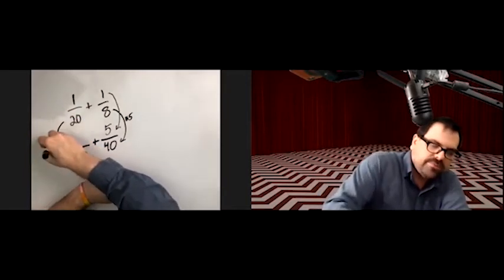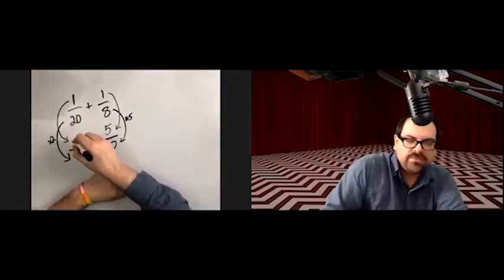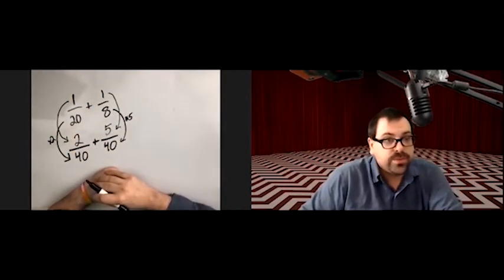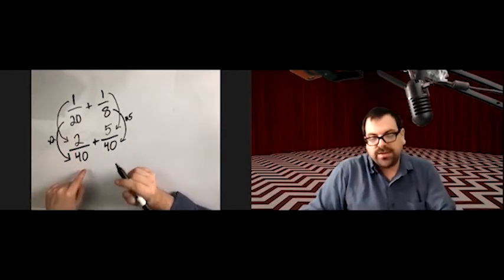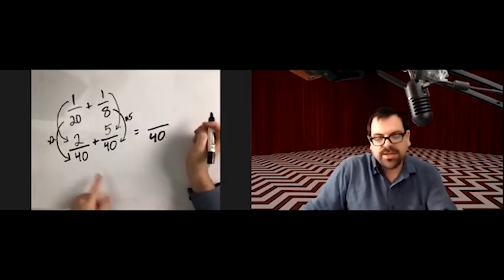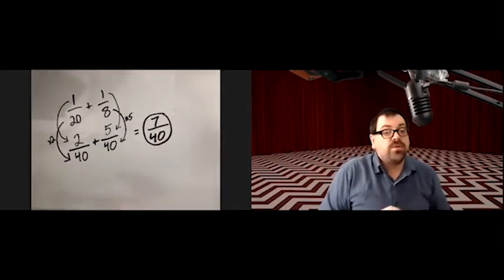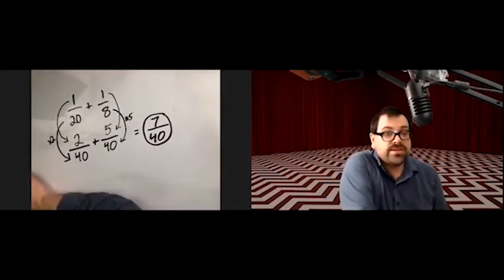20 times 2 is 40. 1 times 2 is 2. 2 40ths plus 5 40ths is how many 40ths? 2 plus 5 makes 7 of them, and that does not reduce. 7 40ths.